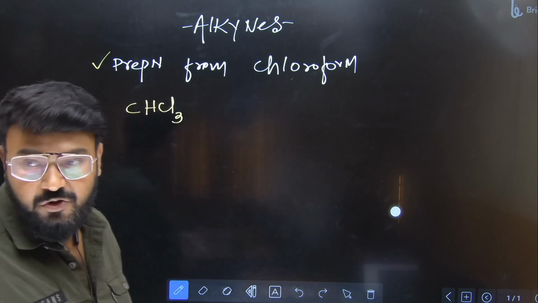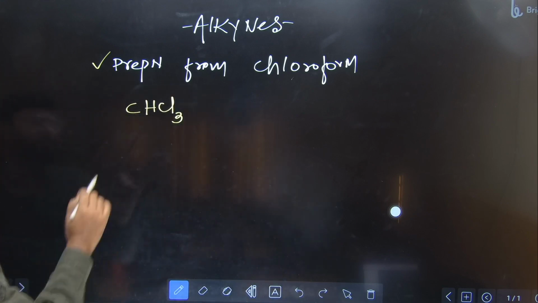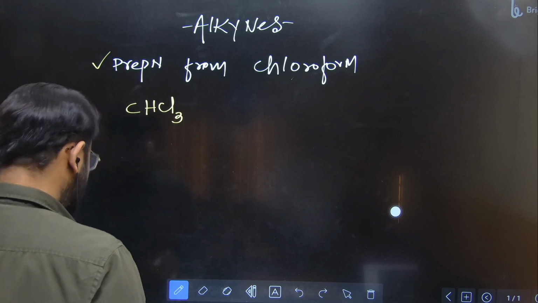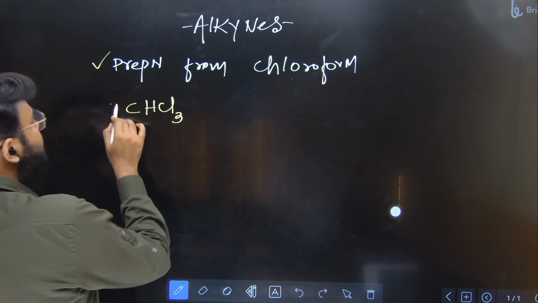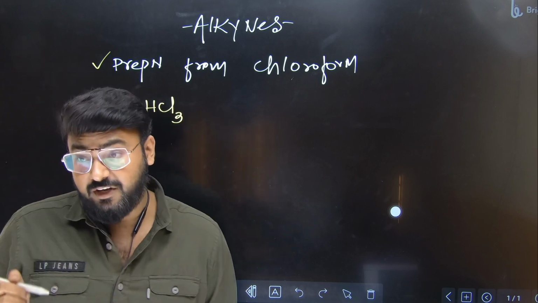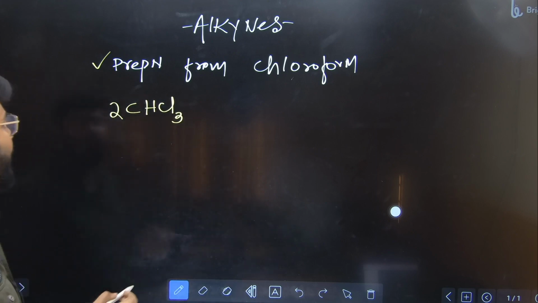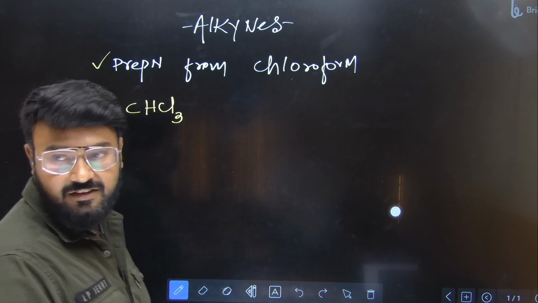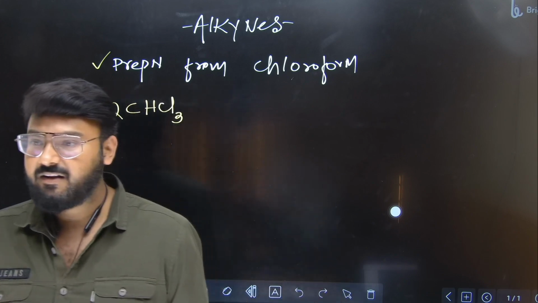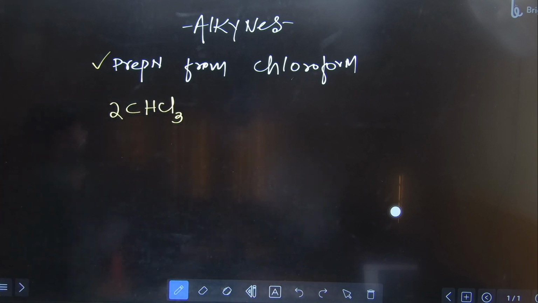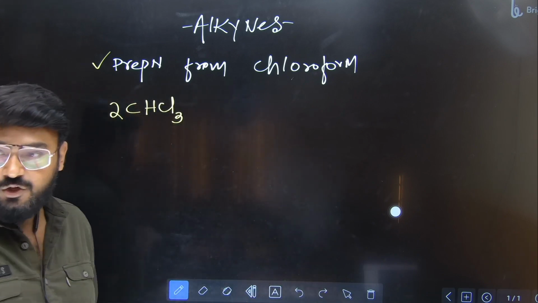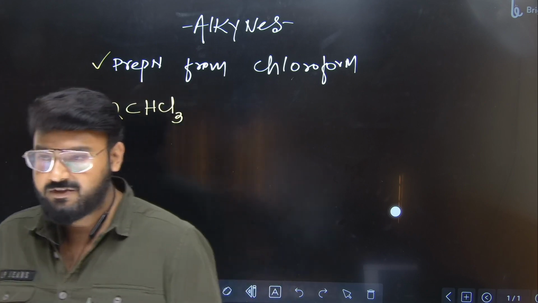You will use not just one CHCl3 but two. So it's not wrong to say we will take two chloroform. Now tell me, one chloroform has how many carbons? One chloroform has only one carbon, right? So 2 moles of chloroform will have two carbons, correct?